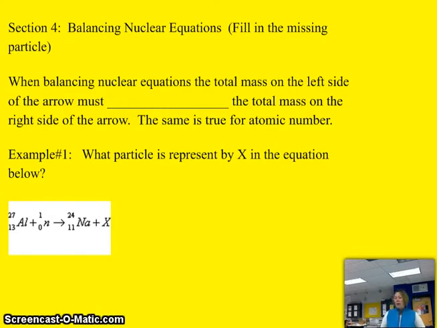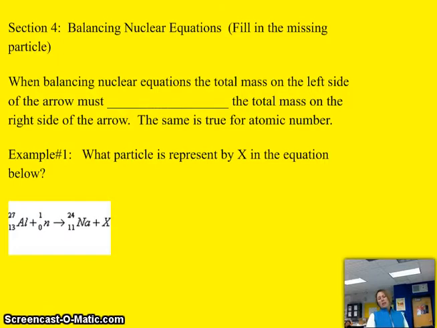You can recognize a nuclear reaction from an ordinary chemical reaction because in nuclear reactions, they always give you little atomic mass and atomic number. Ordinary chemical reactions won't do that. So that's how we know we have a nuclear equation. But you might get a question like example 1 here in your notes, where it says, what particle is represented by X in the equation? So they want to know what X is.